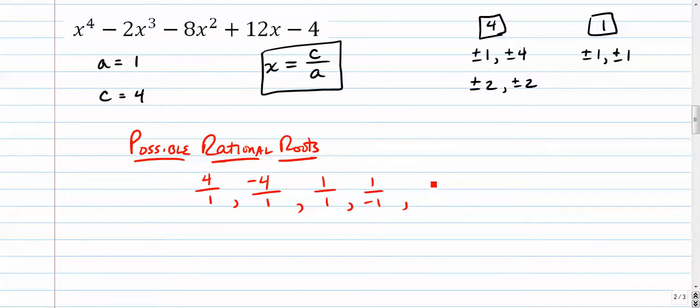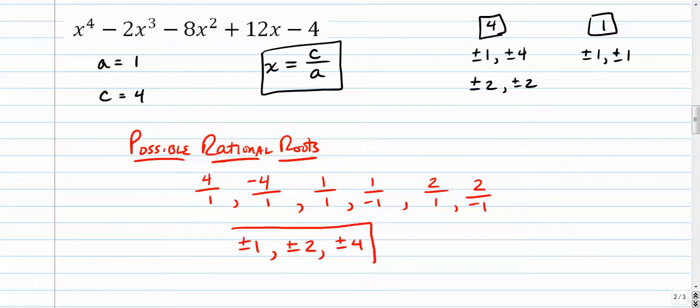Positive 2 over positive 1, positive 2 over negative 1. So we want this divided by this. All right, and that's really it. All right, let's simplify that in increasing magnitude order. Positive negative 1, positive negative 2, positive negative 4. And that's it. That's our list of possible rational roots.